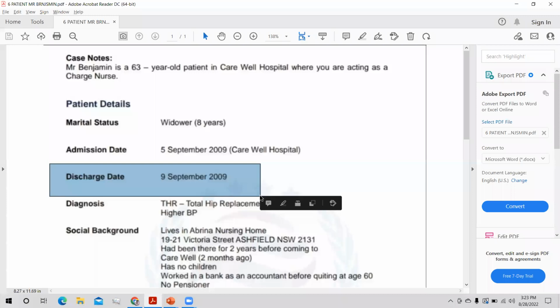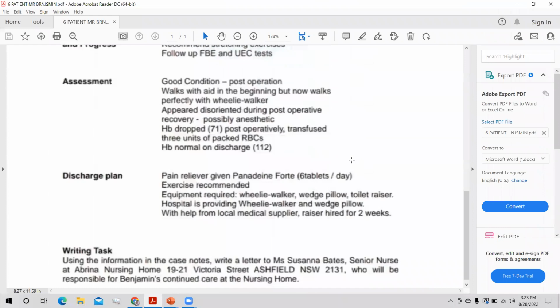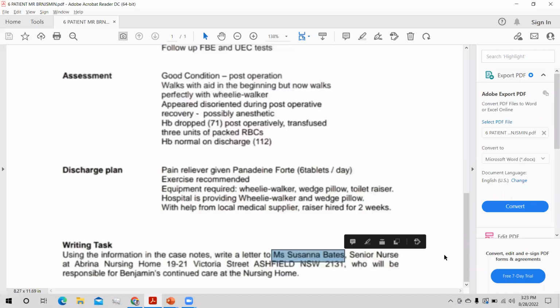The first thing that we are going to write is the date, and definitely we will write it in the expanded form. And the second thing, after giving a space after this date, we have to start the address. Let's check what the address is. For that, we have to go to the down part of this letter. We are writing to Miss Susanna Bates. And her designation is senior nurse, working in Abrena Nursing Home.